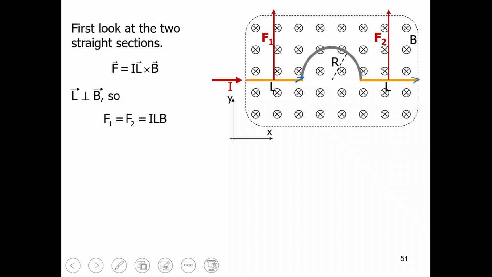So because the current element and the magnetic field are perpendicular to each other, our angle is 90 degrees, so our cross product is just ILB. So both of those forces just end up equaling ILB.